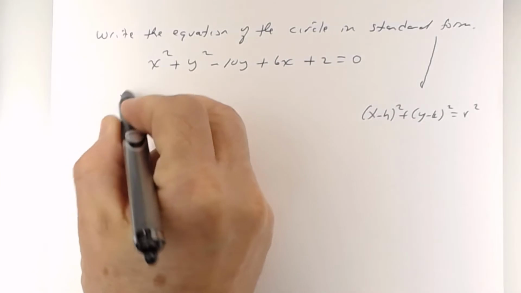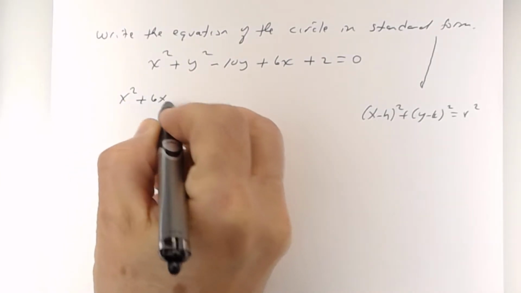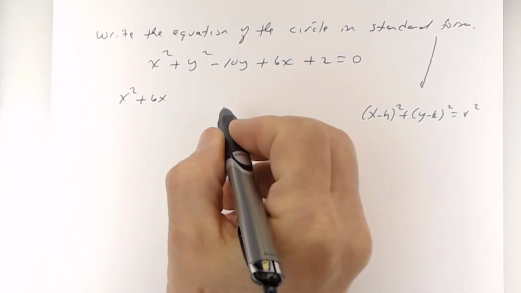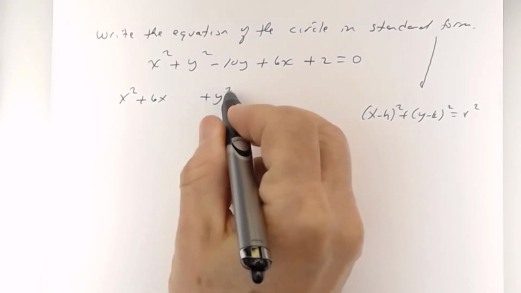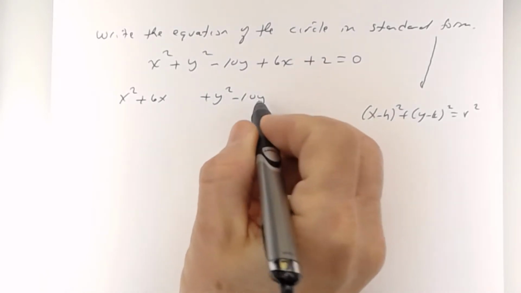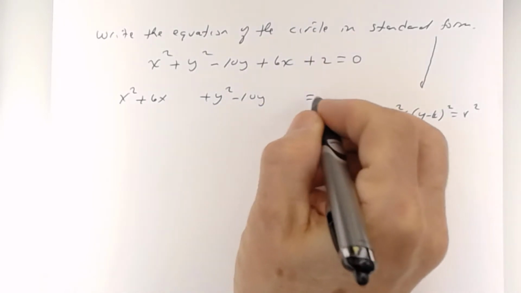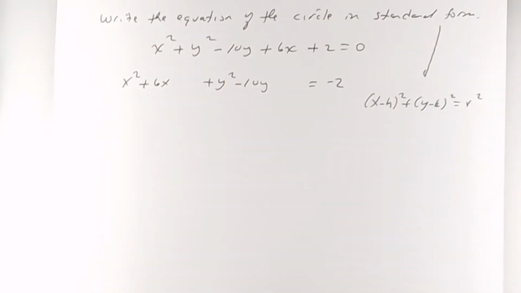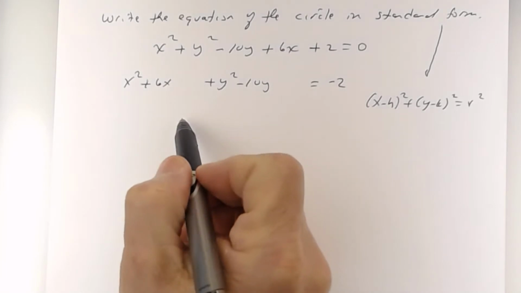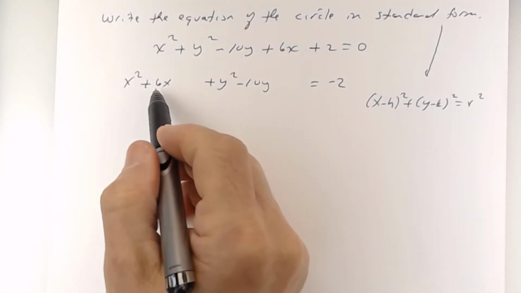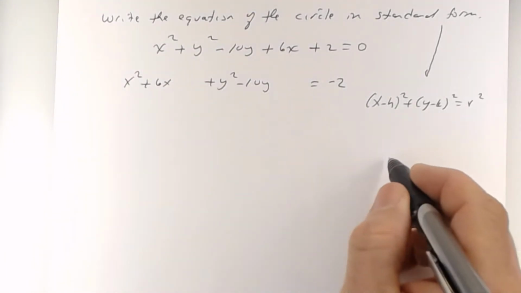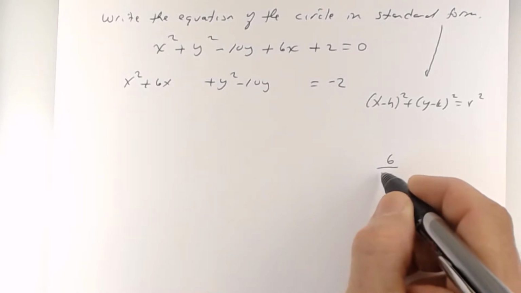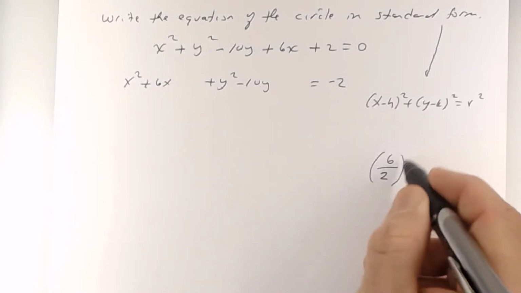So I have x squared plus 6x, leave some space. And then I have plus y squared minus 10y, leave some space. And what's going to be on that other side? Negative 2. All right, now what's the next step? Take the coefficient of x, which is 6, and I do what to that? Divide by 2, and whatever that is, I square it.